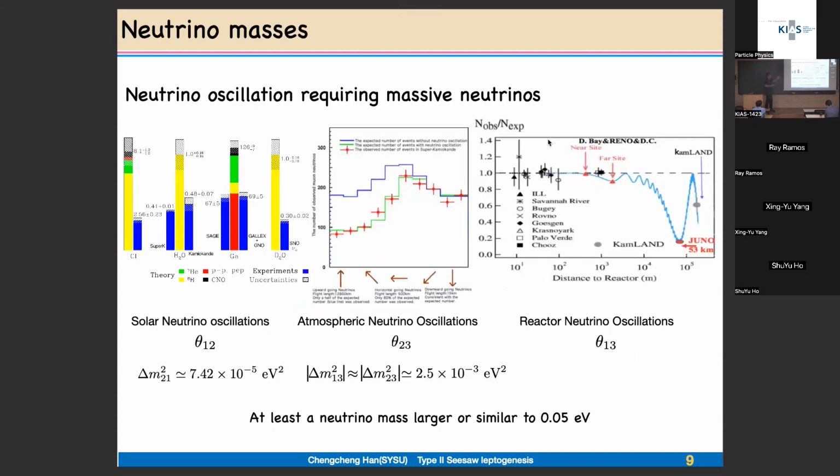Okay, then the other problem is the neutrino mass. We know neutrinos have mass, and we need to explain the neutrino oscillations. We have already measured even the mixing angles of these three neutrinos and also their mass splittings. But the absolute value of the neutrino mass we don't know. But at least we know there must be one neutrino mass which is larger than or similar to 0.05 eV. So neutrinos must be massive. That's what we can get from these two relations.